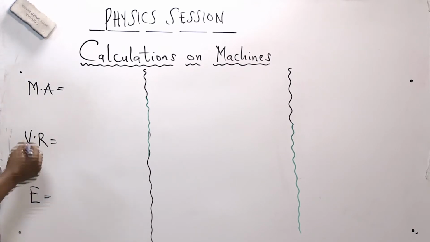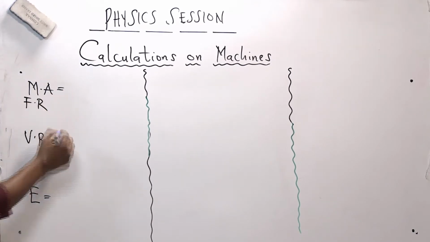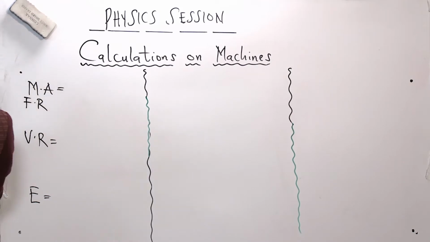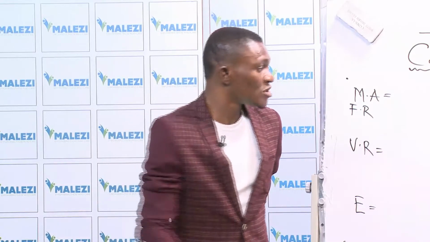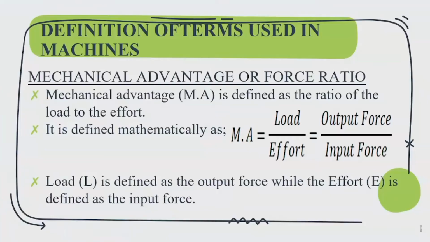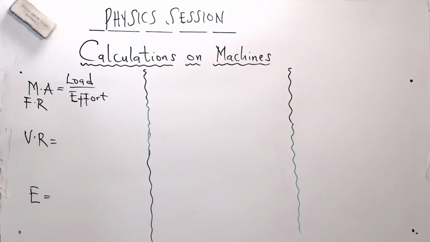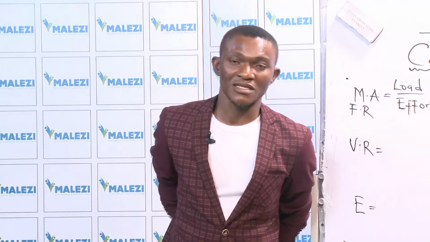The mechanical advantage, also referred to as the force ratio, is defined as the ratio of the load to the effort. It is also defined as the ratio of the output force to the input force. And that's how it got the name force ratio. At times in exam questions, they might want to play a trick on students and say calculate the force ratio. So just know that the mechanical advantage and force ratio are the same thing, and they can be used interchangeably.